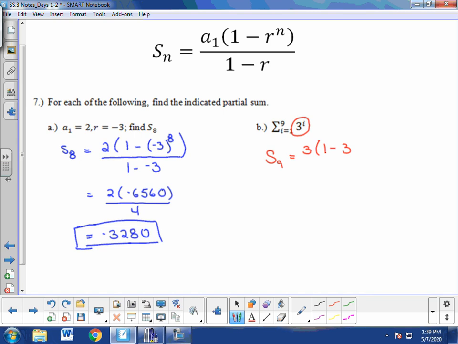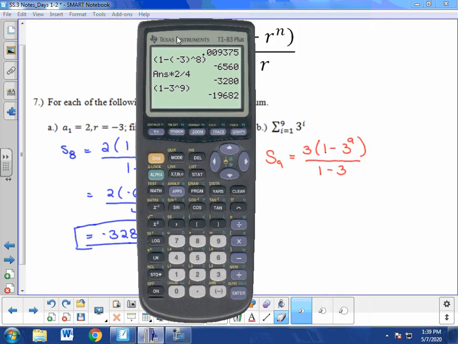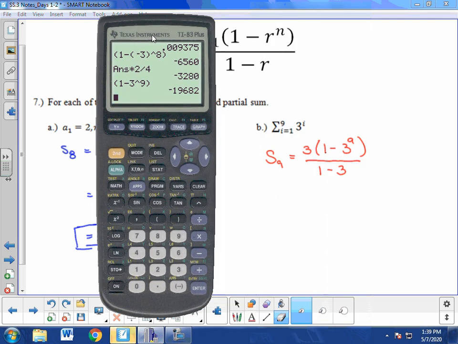Don't really need this in parentheses here because it's not negative, it's positive, but if you put it in parentheses, that's okay. My n value we listed here, so I'm going to substitute in 9 for n, and then this is all over 1 minus the ratio, which we said was 3. So I'm going to do a little bit of simplification in my calculator first, so 1 minus 3 to the 9th power. Ooh, that's a pretty big number, but that's okay.